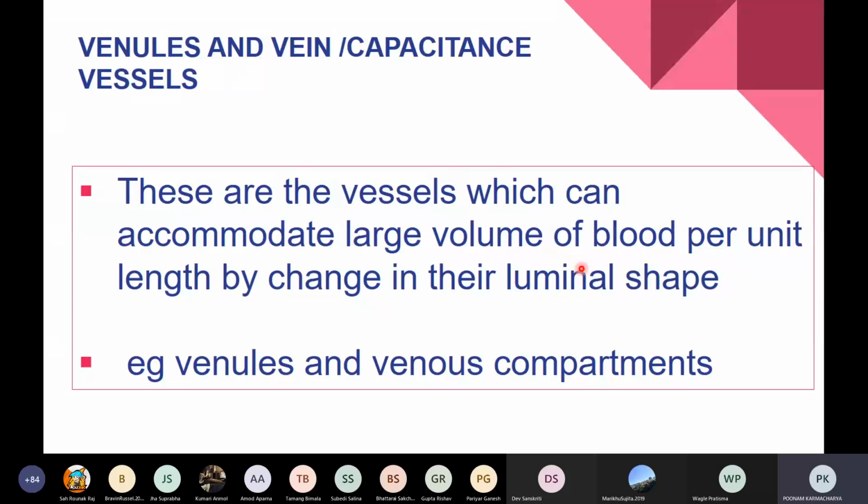Then we have exchange vessels, which are the capillaries where exchange of nutrients occurs, and we have three different types of exchange vessel. Then we have the capacitance vessels, which are veins and venules, and they are called so because by changing their shape, they can accommodate a large volume of blood per unit length, and that's why they are called the capacitance vessels.